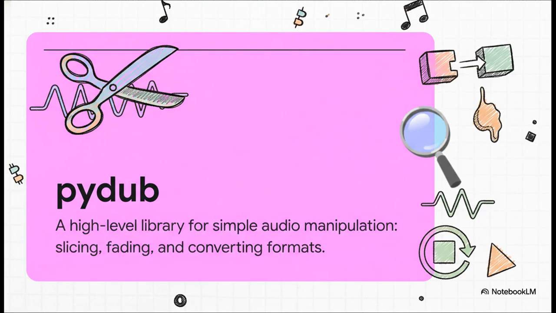First up are the tools for direct manipulation, and a library like PyDub is the perfect example. Honestly, just think of it as your digital scissors and glue. It lets an artist slice up audio files, stick them together, create beautiful fades, or convert formats, all with just a few simple lines of code.